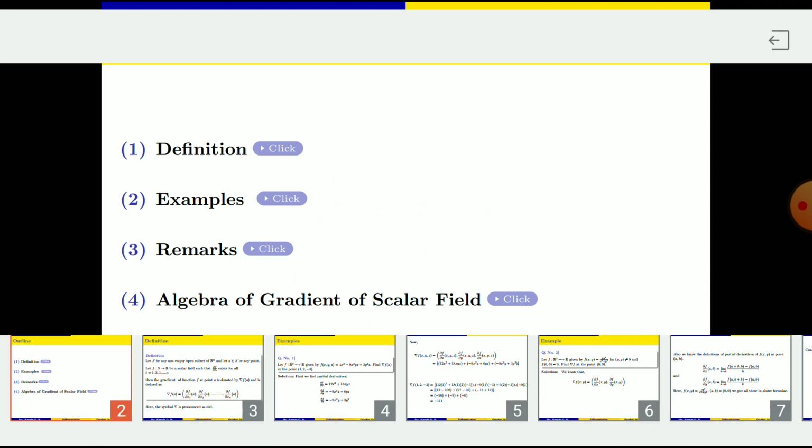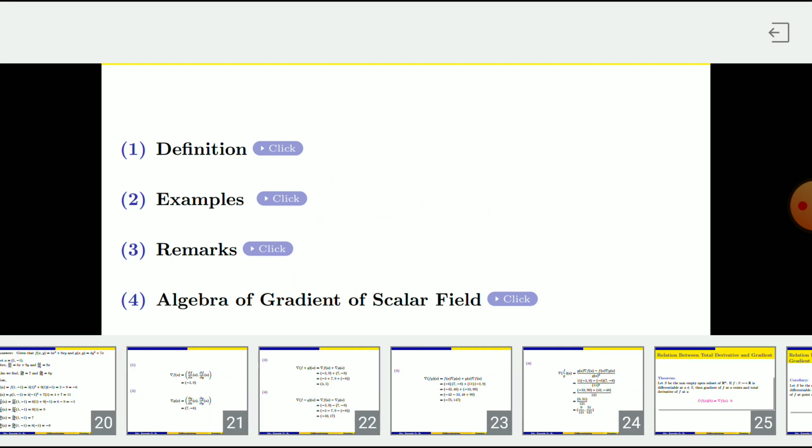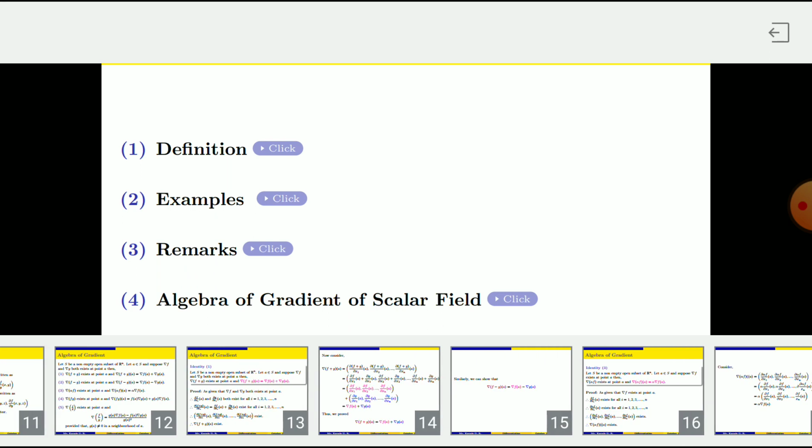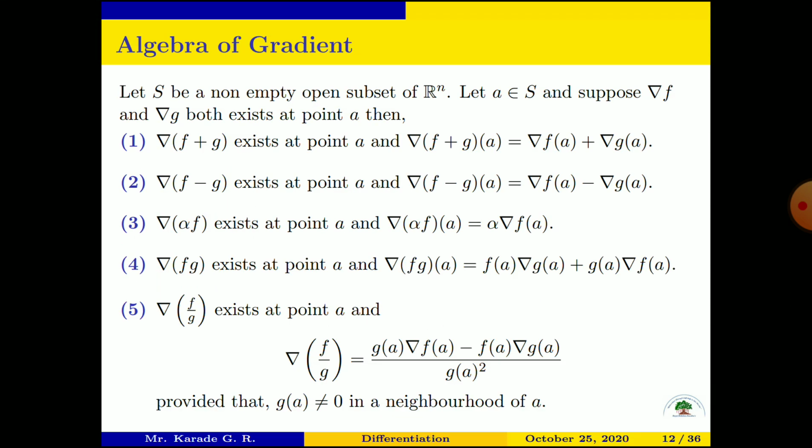Okay, so let us go to the slide number 12. Okay, so here we find all the algebra of gradient of scalar valued function. So let capital S be a non-empty open subset of Rn, and let A belongs to S, and suppose gradient of F and gradient of G both exist at point A, then gradient of F plus G exists at point A.